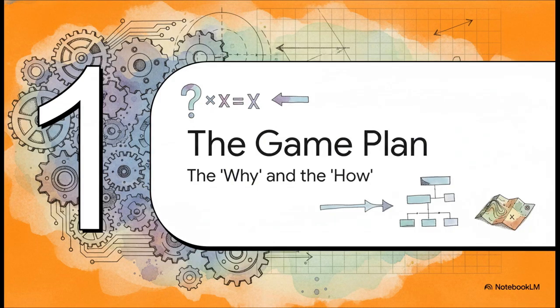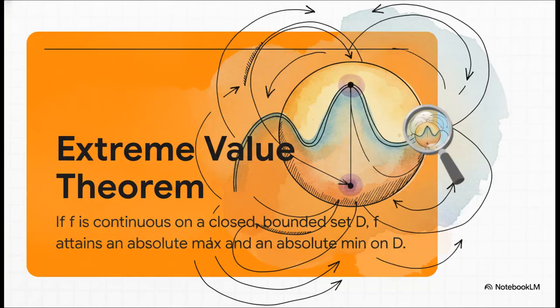Okay, let's lock in our game plan. It's really important to get not just how this method works, but also why we can even trust it in the first place. So first up, the why. Well, we have this thing called the extreme value theorem, and it's basically our safety net. It promises us, it guarantees, that if our function is continuous and our region is closed and bounded, which we'll define in just a sec, then an absolute max and min have to exist. Our search isn't going to be a wild goose chase.